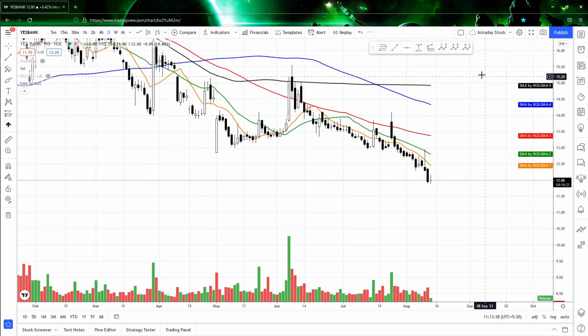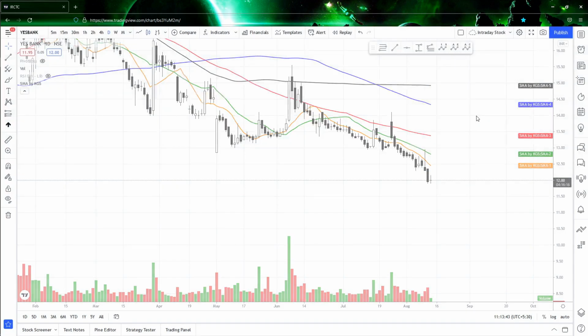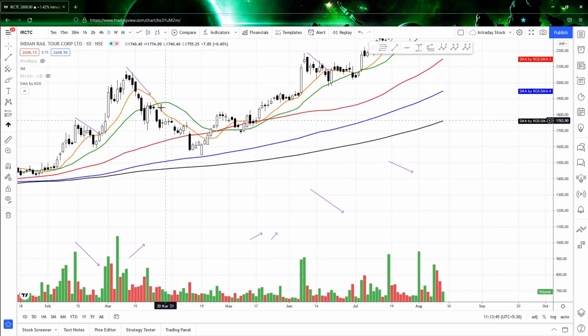If the price is above all the MAs, then it is a bullish view. Clear. Now let me go to the IRCTC again. So there will be a question: what if the prices behave like this?